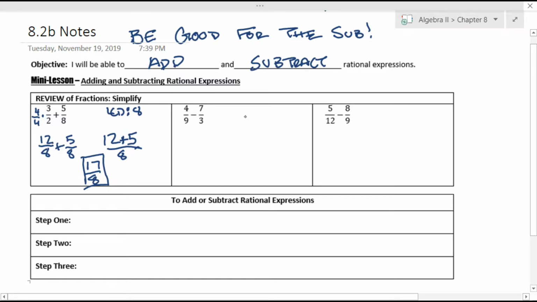Now, same thing with these two. You guys can pause it and try it on your own, but I'm just going to keep going. The smallest number that 9 and 3 multiply to is 9, so that's going to be my least common denominator. So I'm going to multiply 7/3 by 3 over 3, because 3 times 3 is 9. So 4 over 9, this one's not going to change. And we're going to subtract 7/3. 7 times 3 is 21. And 3 times 3 is 9.